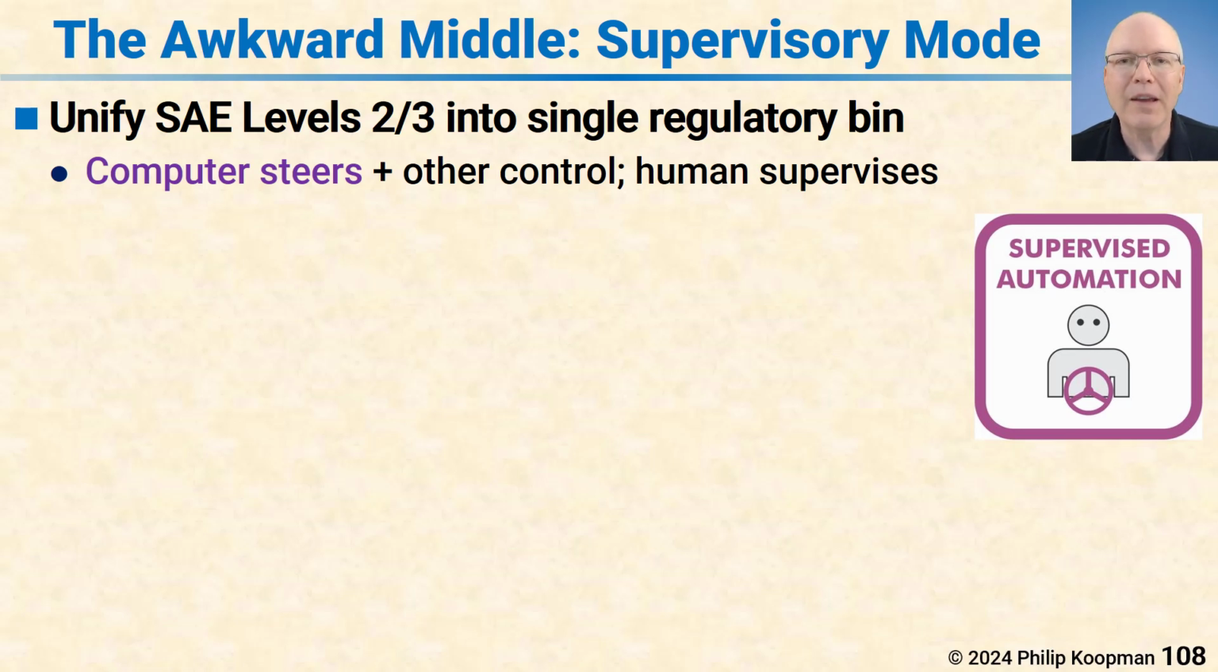And the reason that makes sense is, at level 2 or level 3, the driver is expected to pay some level of attention, and in every car, and sometimes in different modes in the car, that level of attention may vary, but the driver is supposed to be there.